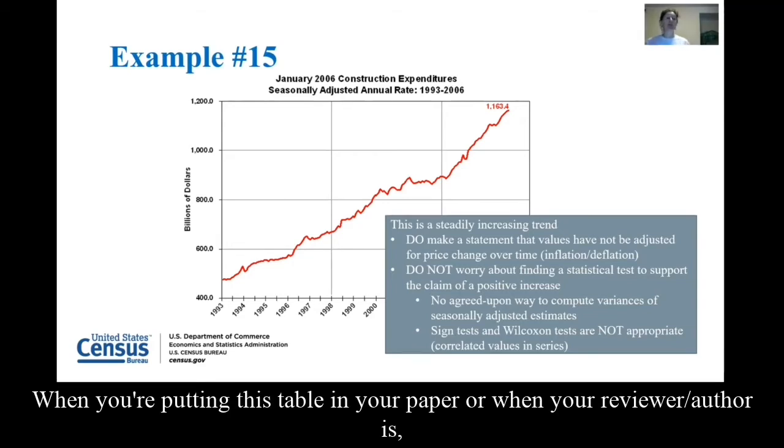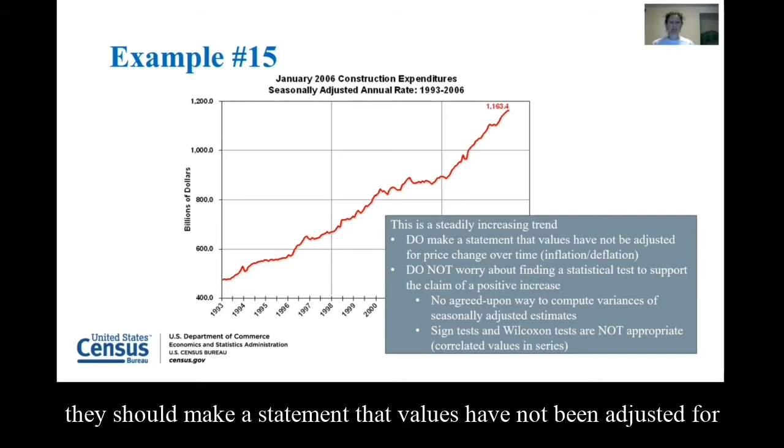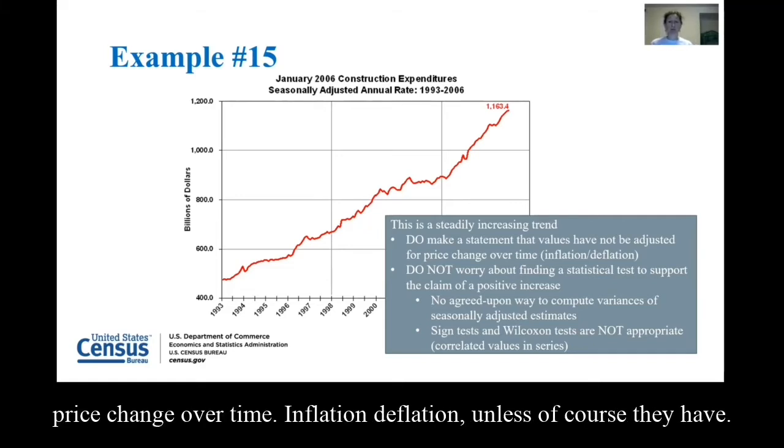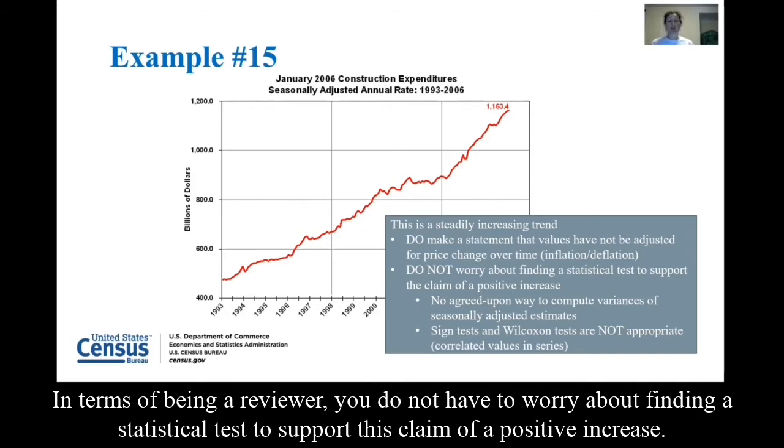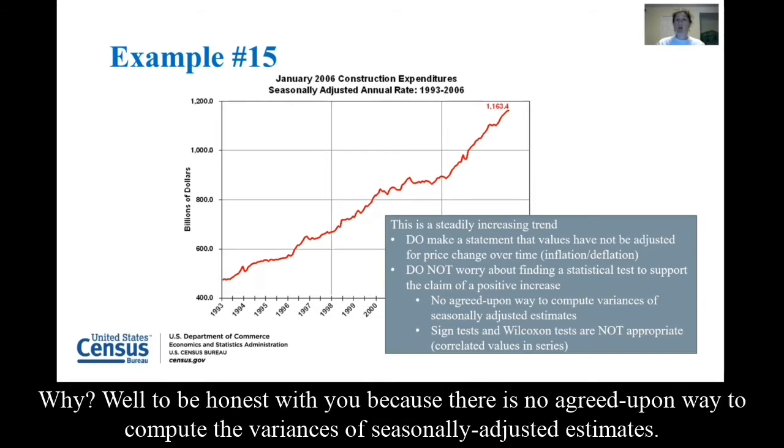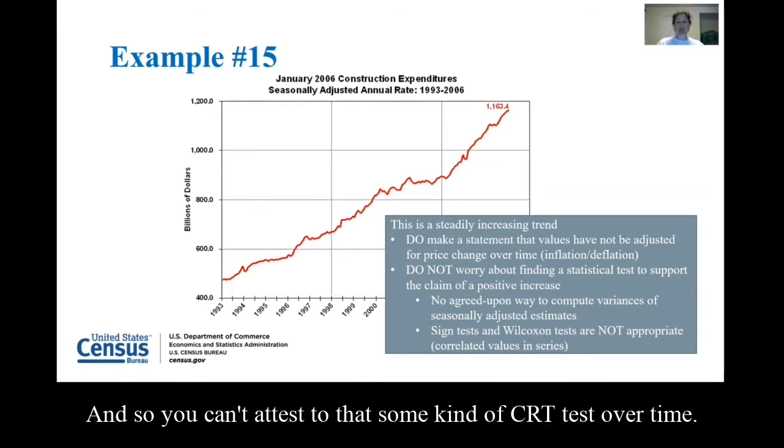When you're putting this table in your paper, or when your author is, they should make a statement that values have not been adjusted for price change over time, inflation, deflation, unless, of course, they have. In terms of being a reviewer, you do not have to worry about finding a statistical test to support this claim of a positive increase. Why? Well, to be honest with you, because there's no agreed upon way to compute the variances of seasonally adjusted estimates. And so you can't do some kind of z-test over time.